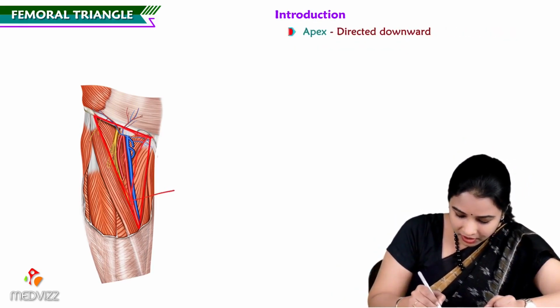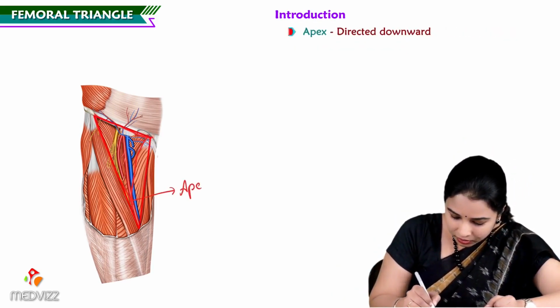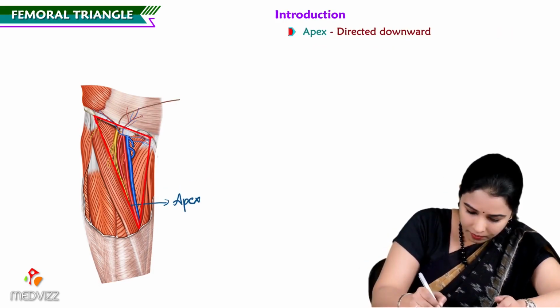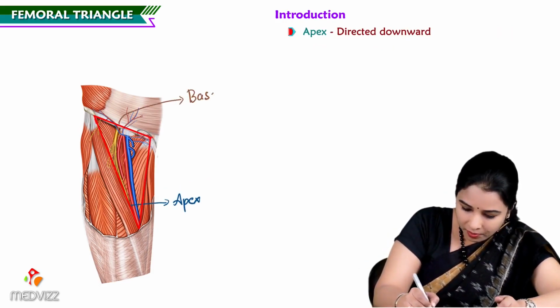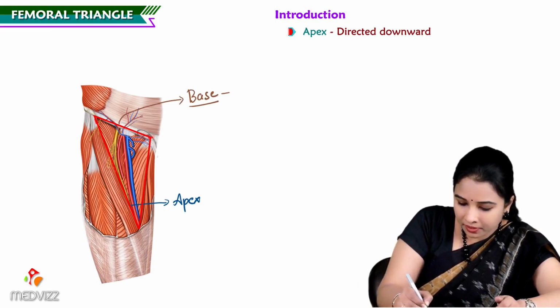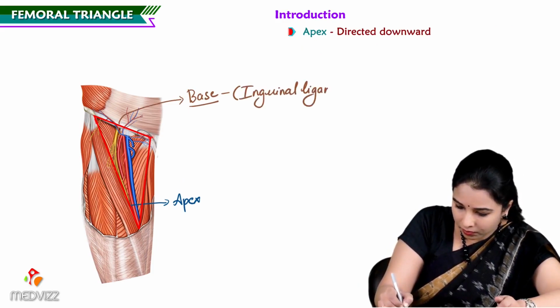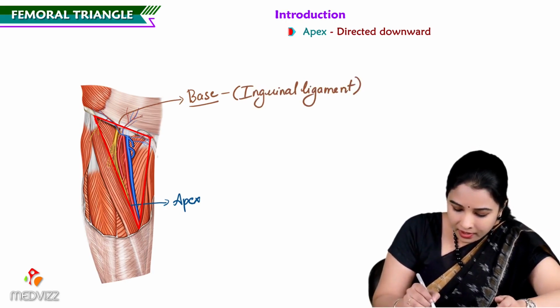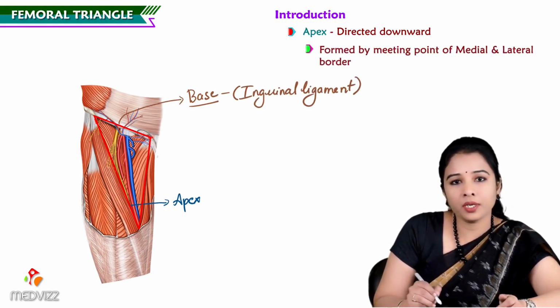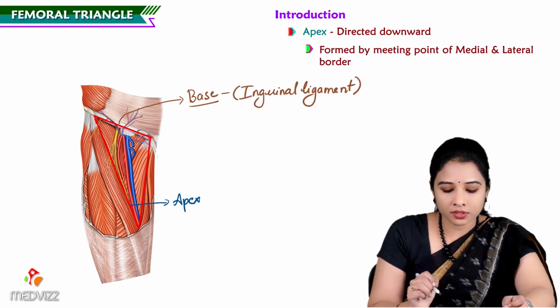So the apex of the triangle is directed downwards. Base is formed by the inguinal ligament. And apex is formed by the meeting point of medial and lateral borders.